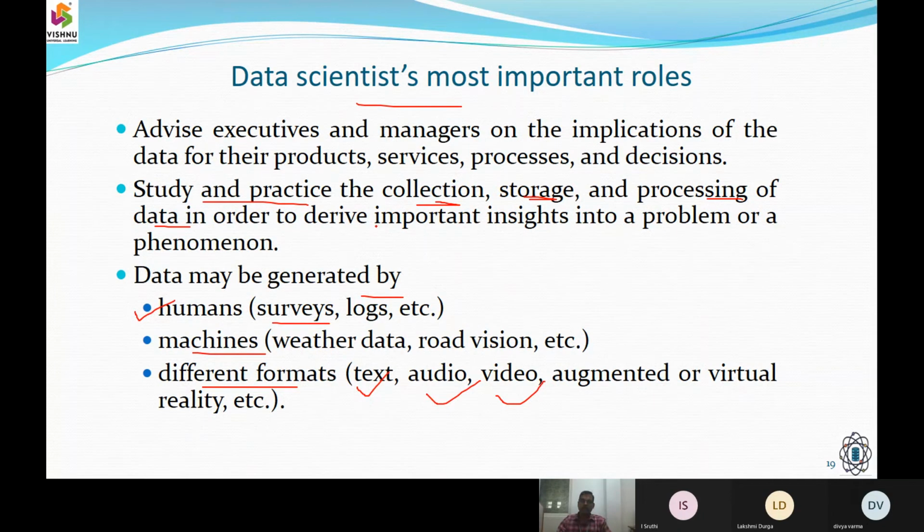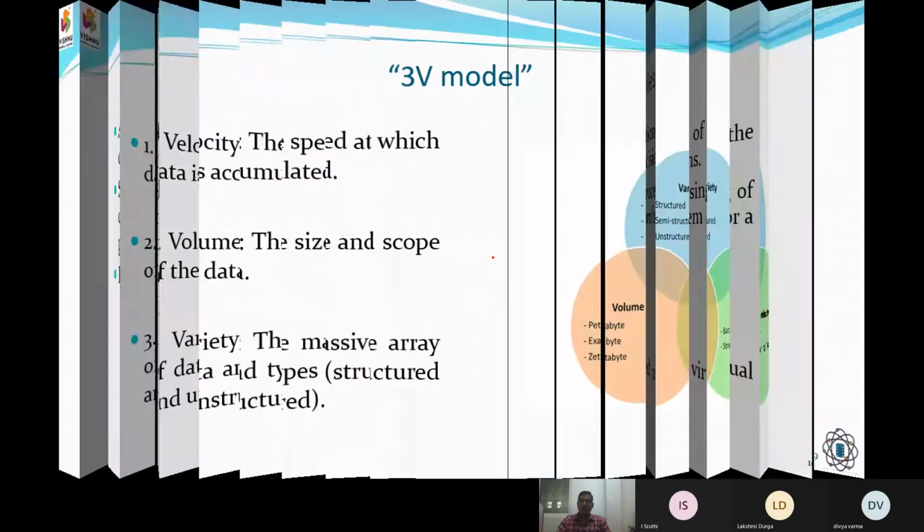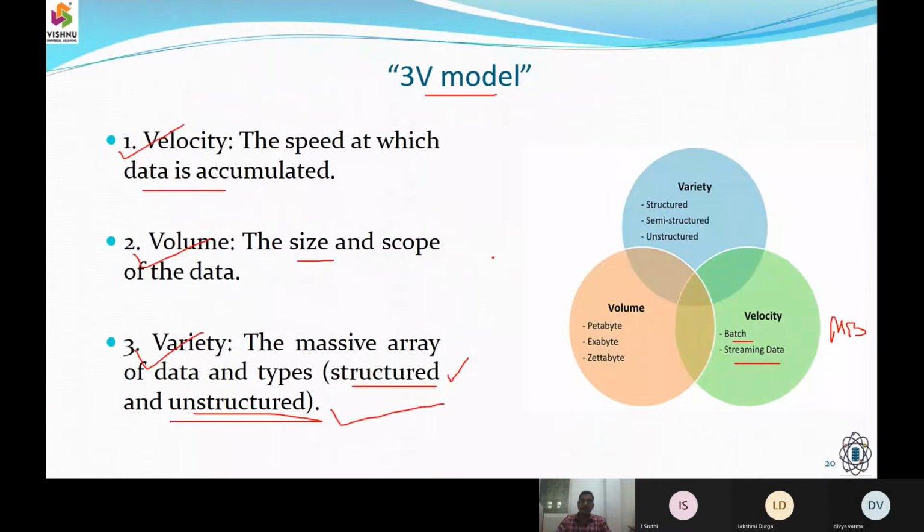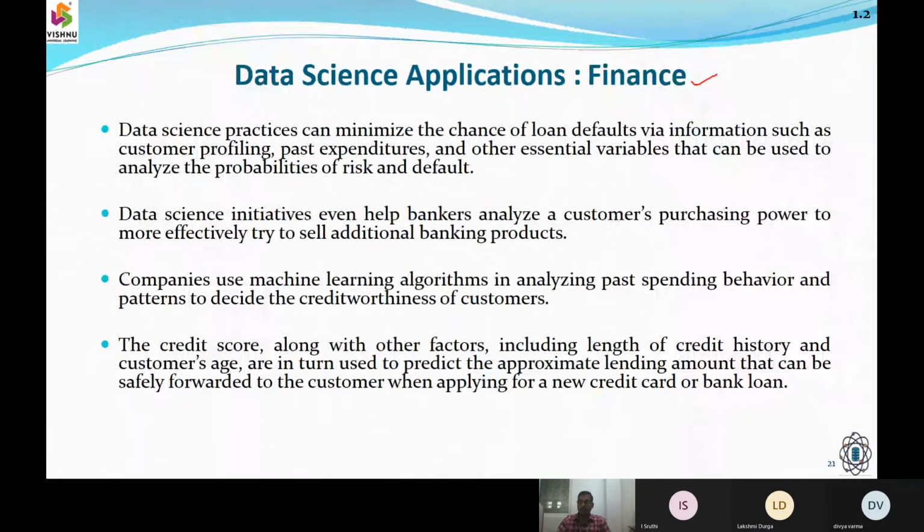Data will be taken in the form of surveys, logs, weather data, road data, etc. And data can be stored in various text formats, or audio format, video format, etc. Everything is collected and rendered with various tools to give quick insights. If we take vast volumes of data, then we say it is the 3V model, that is the bandwidth, speed, and storage capacity, and the way the data is, whether it is a structured approach or an unstructured approach.